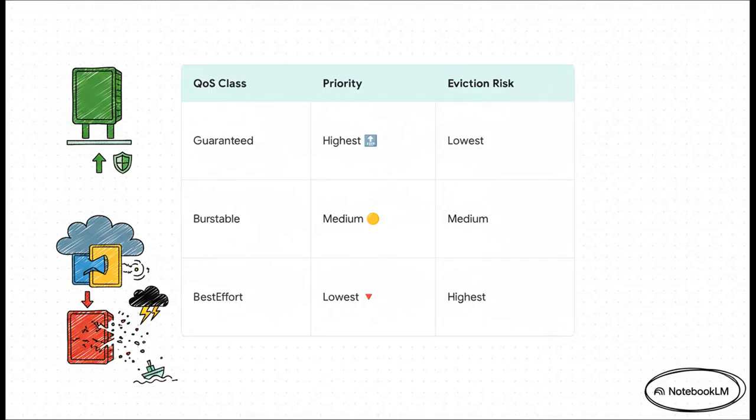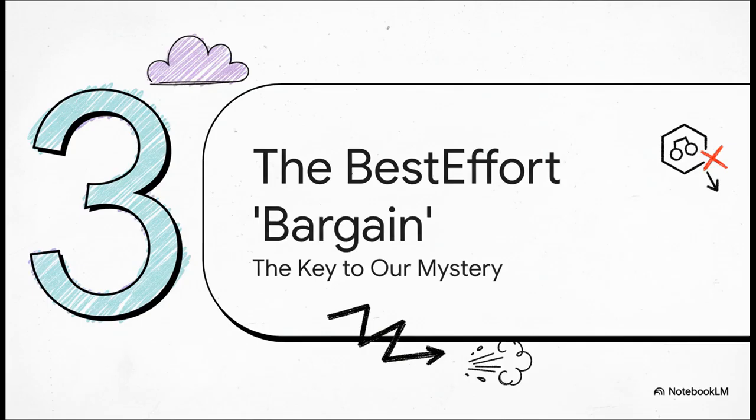Okay, so check this out. Kubernetes automatically slots every single pod you create into one of three buckets. At the top, you've got guaranteed. These are your VIPs, super safe. In the middle, there's burstable, kind of the middle class. And then way down at the bottom, with the absolute highest risk of getting the boot, you have best effort. So let's zoom in on that last one.